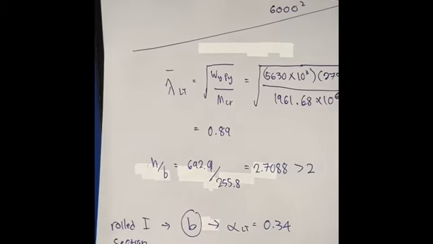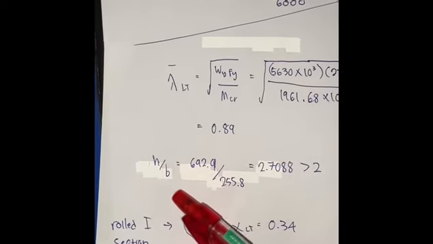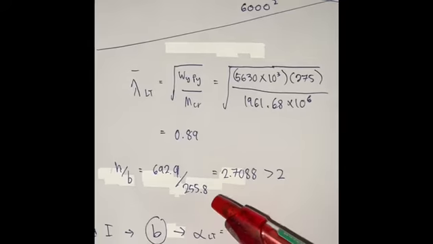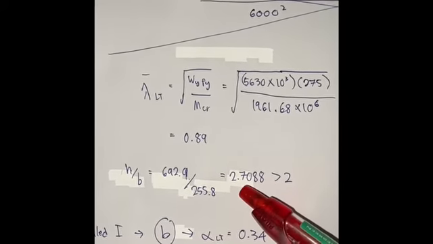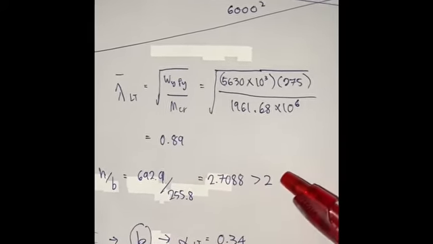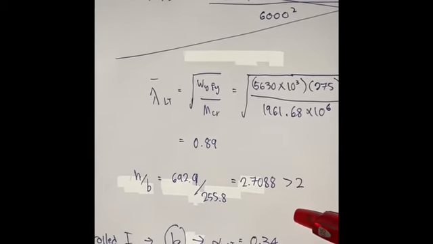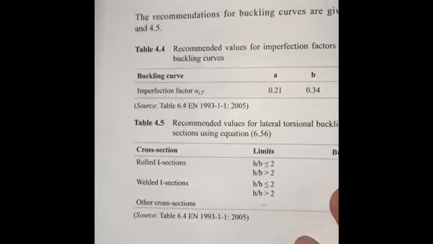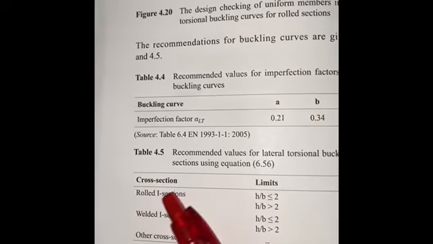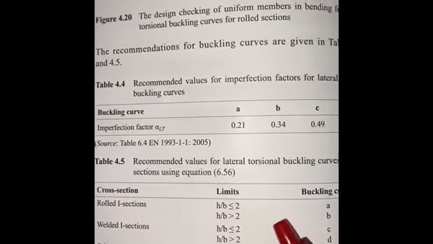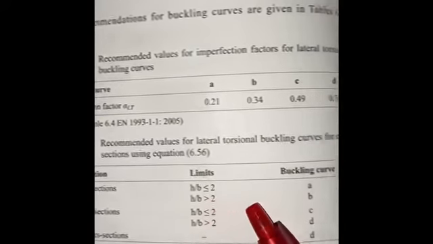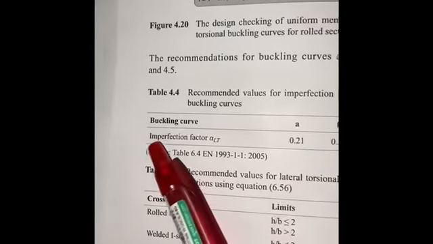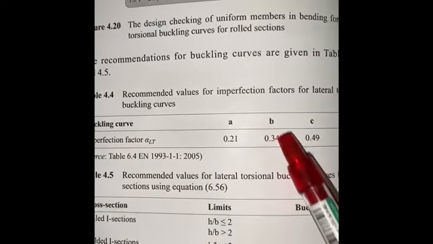So first we must find the H over B, where H is the height of the beam, and B is the breadth. It is 2.7088, so it is greater than 2. Now take a look at table 4.5. We use rolled I section. So the H over B is greater than 2, so we will use the buckling curve B. For the imperfection factor, we will use 0.34.